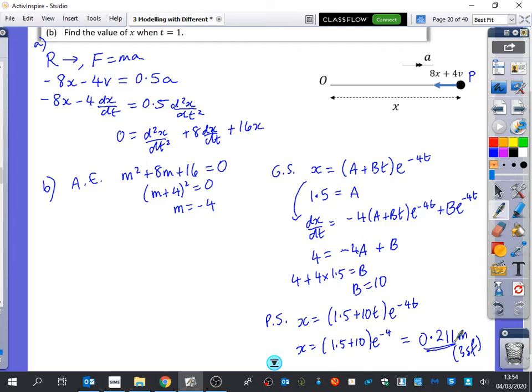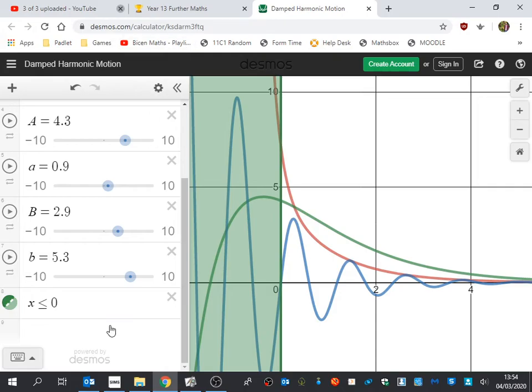I'm going to graph it as well. Why not? Can I do a new graph? I don't know how to do this.